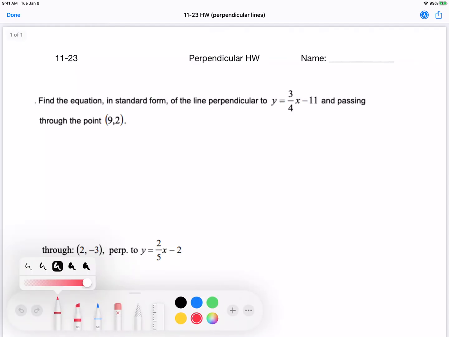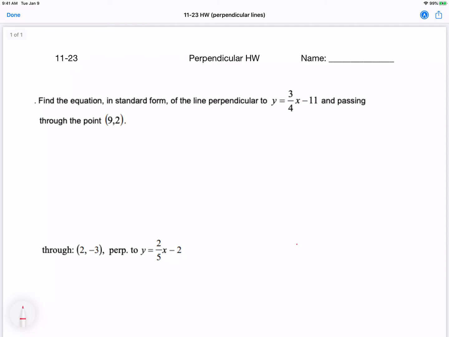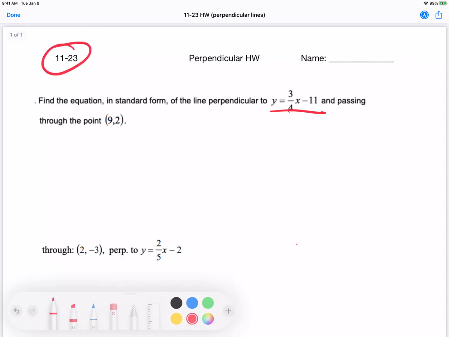Okay, so let's get started with the first question here. It says find the equation, in standard form, of the line perpendicular to y equals 3 over 4x minus 11 passing through the point (9, 2). If you're wondering which homework this is, it's the homework from 2 days ago. That was from, when was that? Monday.